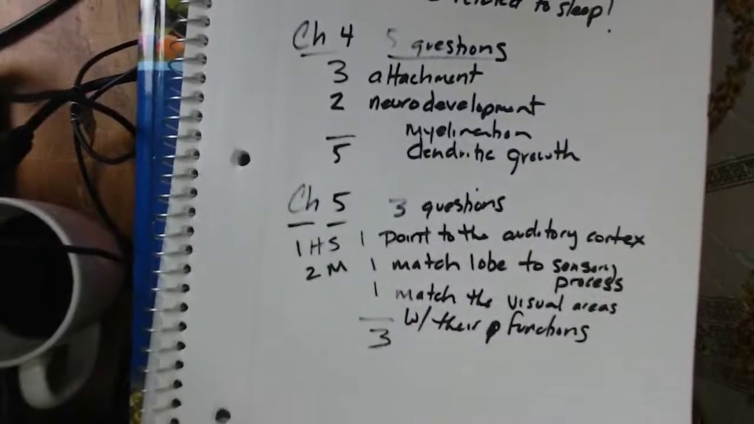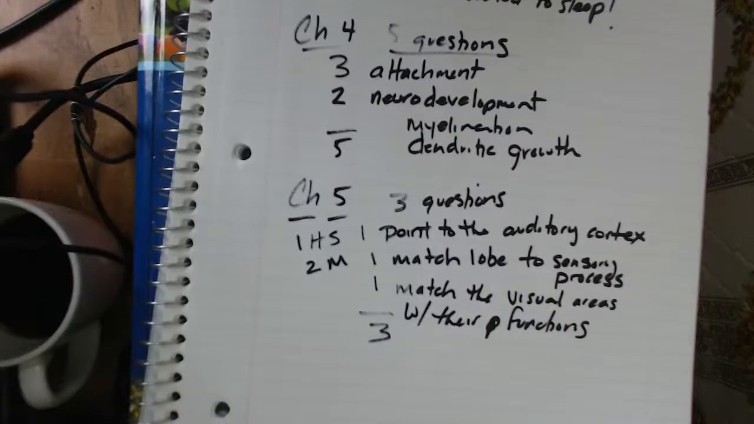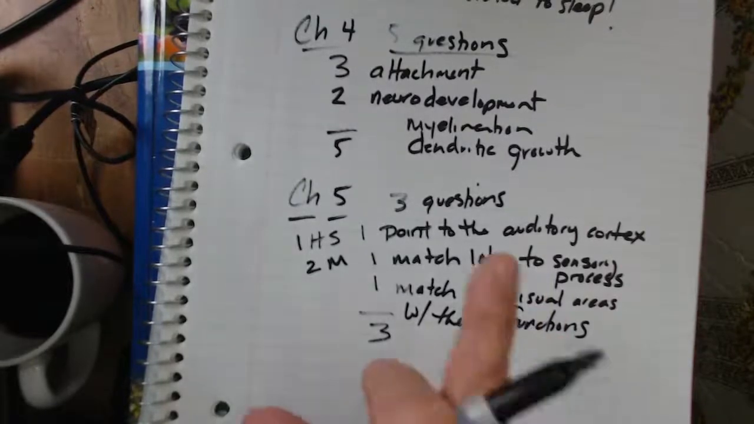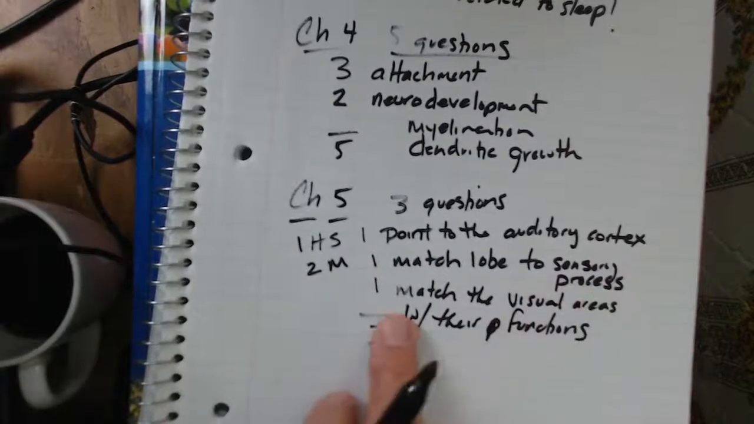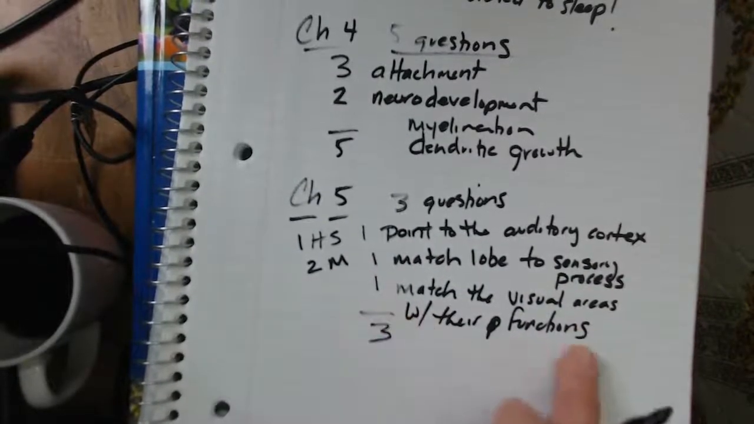Excuse me. Let me push that up a little bit. There you go. So you see, we have 3 questions. Point to the auditory cortex, match the lobes to the sensory process, and then match the visual area. So what do the rods and cones do? What does the occipital lobe do? What does the superior colliculus do? What does the thalamus do? Okay? So I got three questions there. All right.